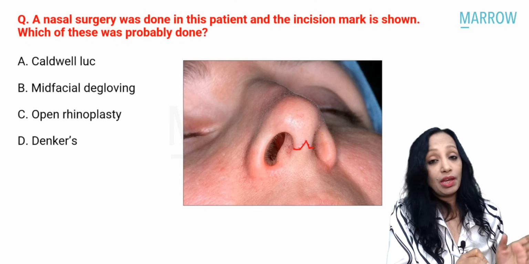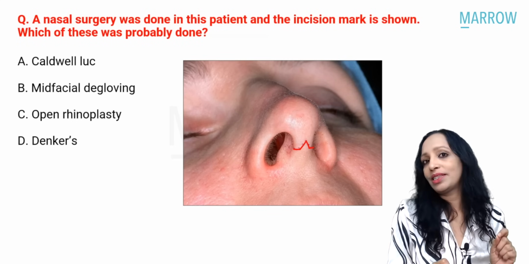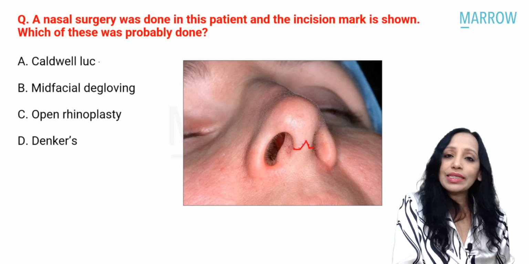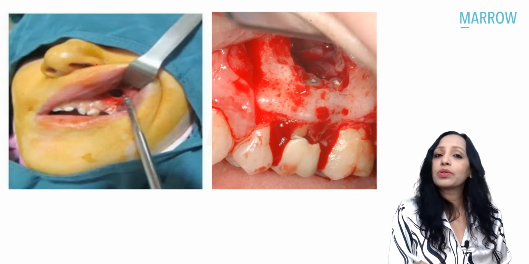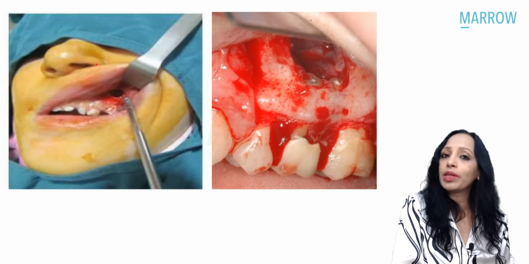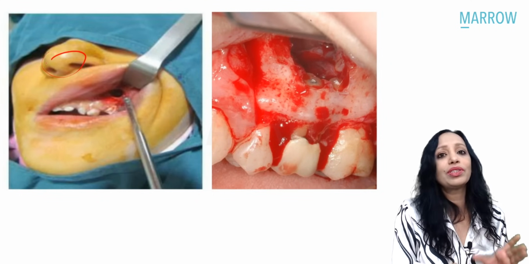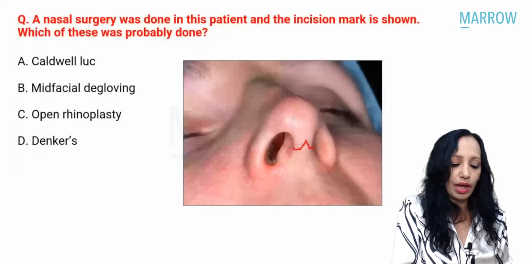Okay, so even if we have not seen this incision earlier, let us see whether we can come to the diagnosis or not. So the first choice is Caldwell-Luc. We know how Caldwell-Luc is done? Yes, we give a sublabial incision, we open the maxillary antrum through the anterior wall. Nothing is done to the nose. No incision is given on the external nose, right? So it cannot be Caldwell-Luc.